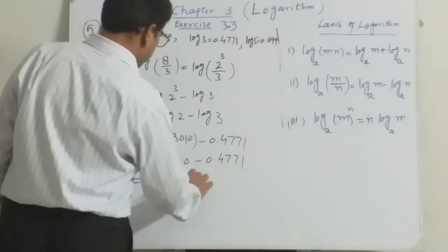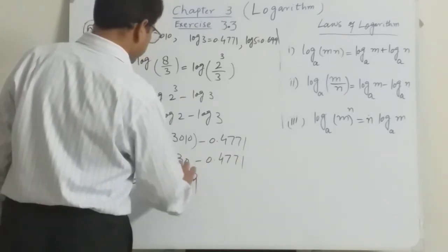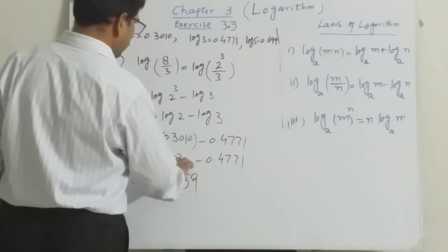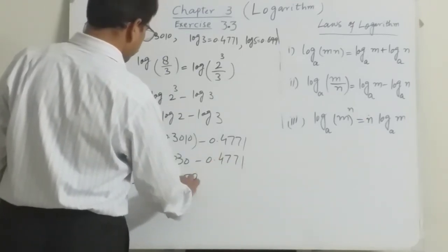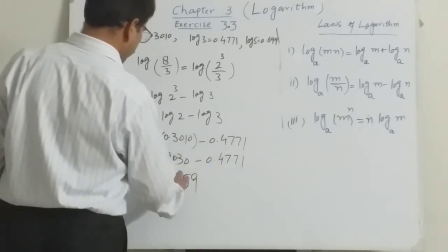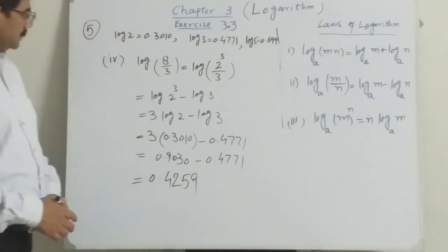10 minus 1, 9, 12 minus 7, 5, and here we will get 9 minus 7, 2, and 8 minus 4, 4. 0.4259. That will be the answer.